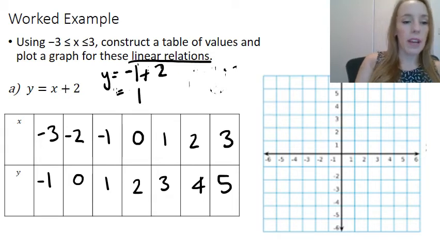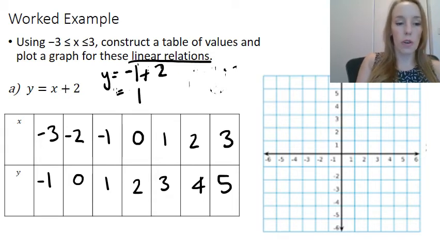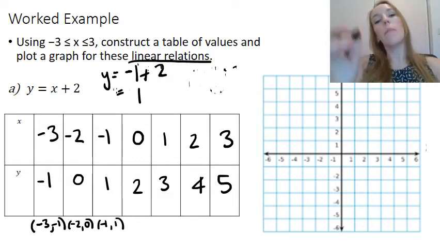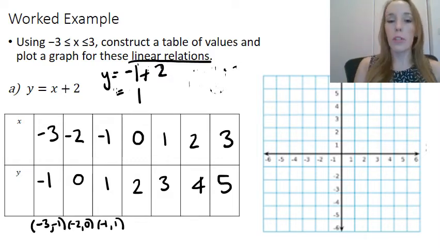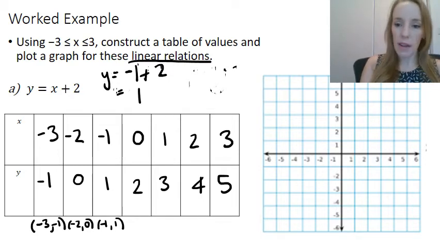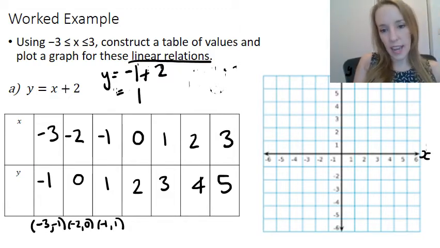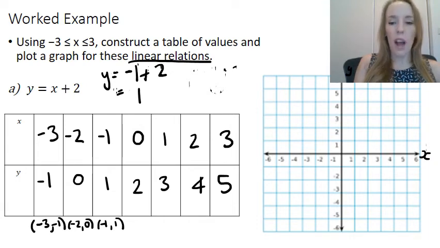So we can take these as coordinates. For instance, our first coordinate would be (-3, -1). Our second one, (-2, 0). And then our third, (-1, 1), and so on. So we can plot each of those as points on our graph. So the first one, our x is -3. This is our x-axis, this is our y-axis. So we're going to find -3 on our x-axis, which is here, and our y is -1. So we're going to drop down to find -1.